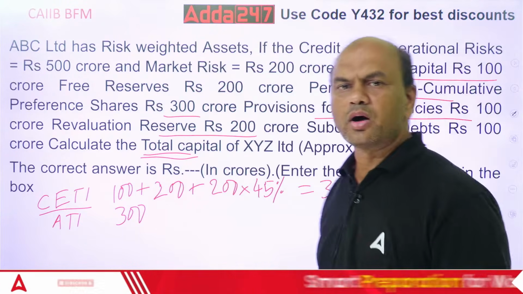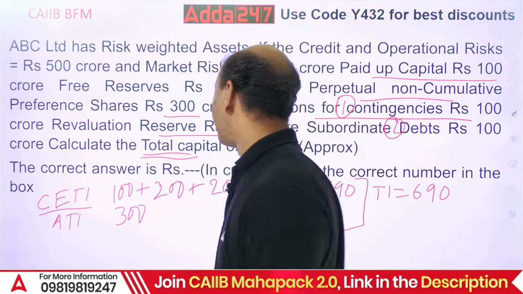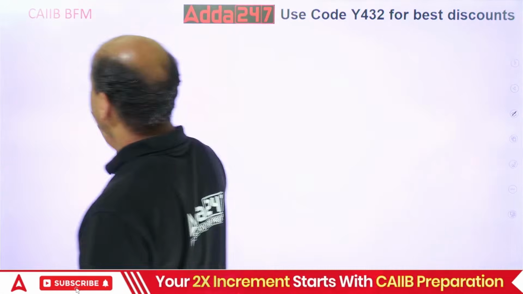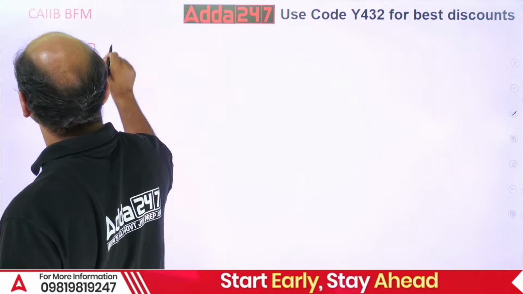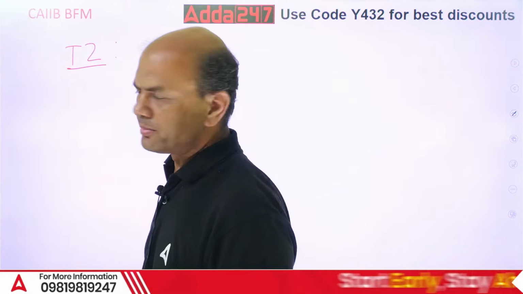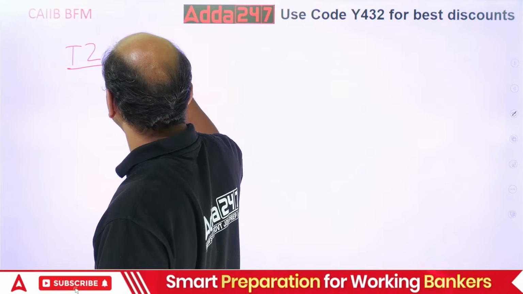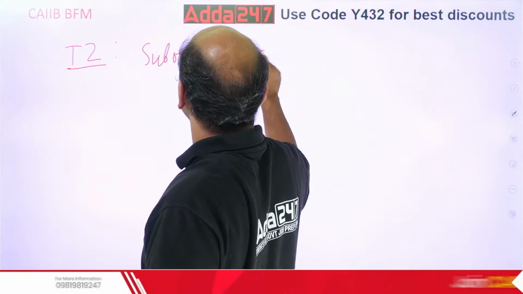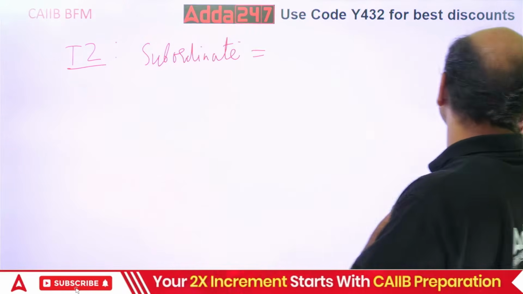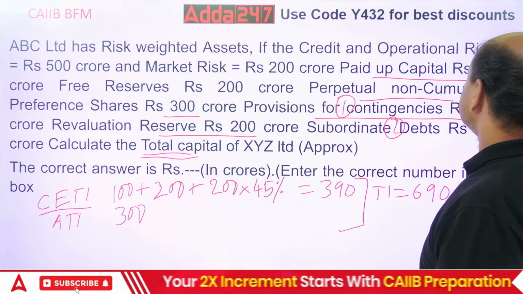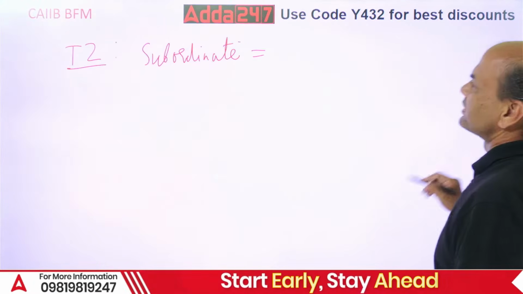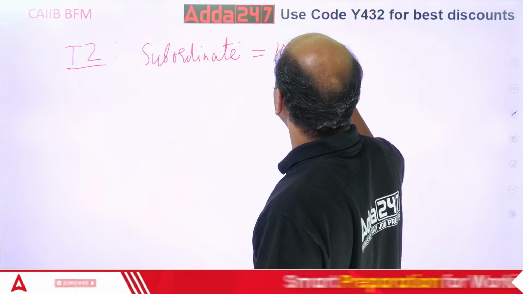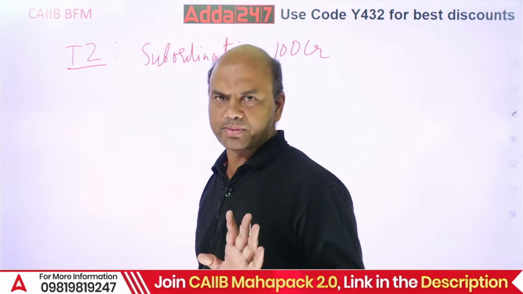Okay, now we'll focus on T2. Pay attention on T2. Two parts are given. Number 1, subordinate debt. Whatever is given, take it completely. So what is given? 100 crore. Take 100 crore, complete. For subordinate debt, you need not change anything. Now provisions for contingencies is something separate.